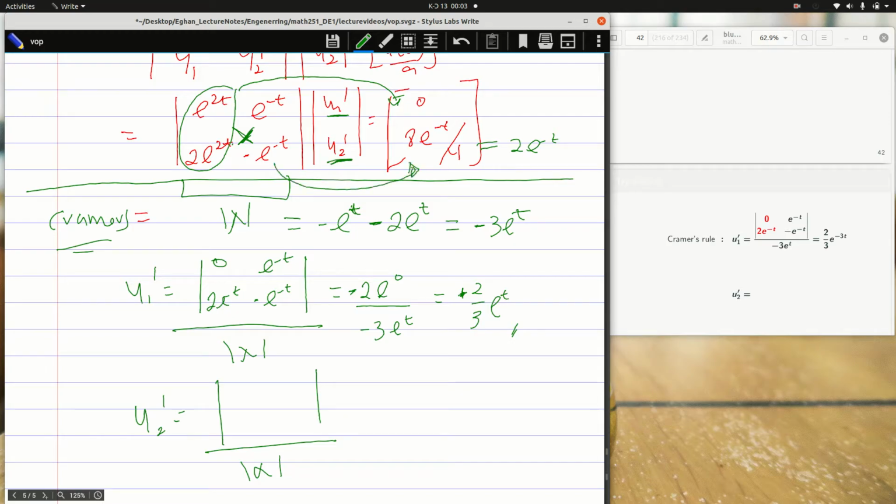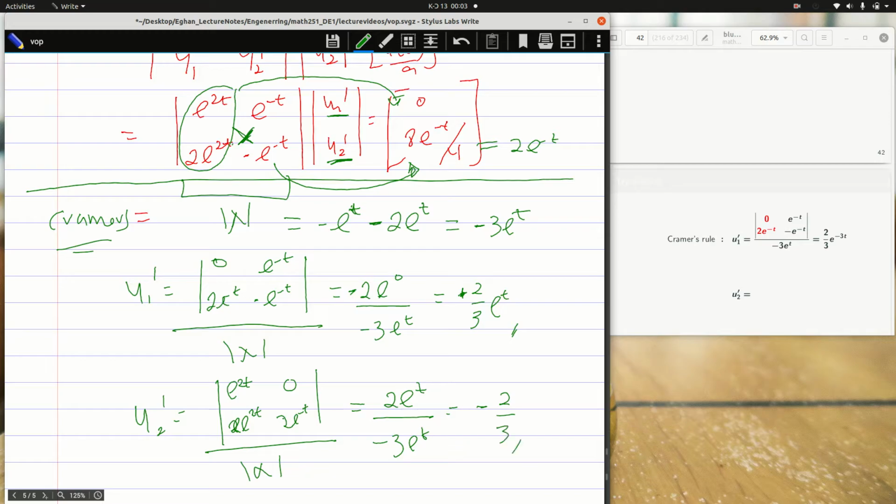So the first one remains, and then I have 0, 2e^(-t). The determinant of this gives me that over the Wronskian, and I'll simply have negative 2 on 3.